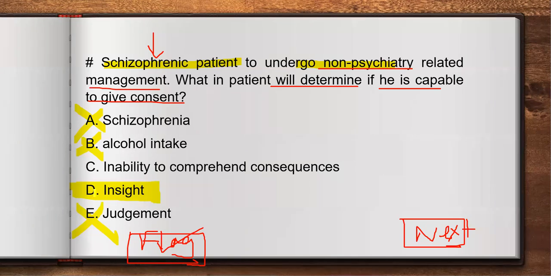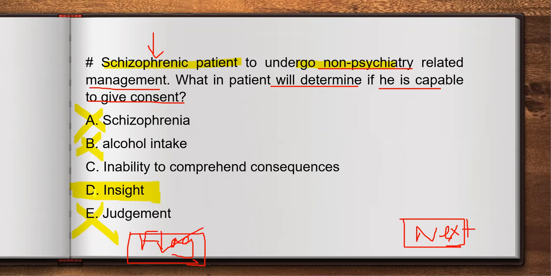Now, what's the difference between MSE and MMSE? MSE means mental status examination. Mental status examination includes everything, like the speech of a patient, judgment, cognition, insight, any hallucination, any delusion, all these things. A total psychiatric history means taking the mental status examination. But the mini mental status examination, we use as a bedside tool to assess how much insight a patient has, or mainly we use it to see dementia.